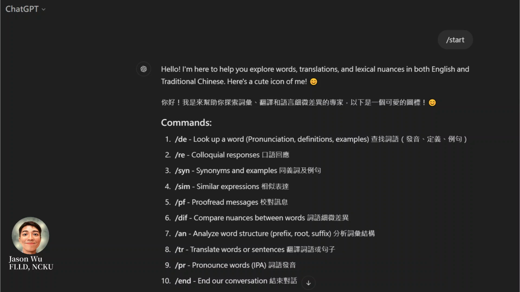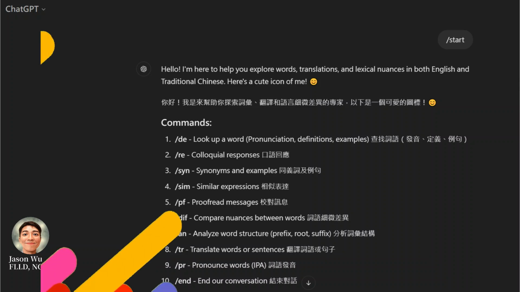Number nine is PR. PR stands for pronounce or pronunciation. That means you ask ChatGPT to help you out with the pronunciation of a certain word using the International Phonetic Alphabet. That means IPA phonetic symbols. So if you're not certain about the stress or the vowel of a certain word, you can either use an online dictionary like the Cambridge dictionary or ChatGPT to help you out.